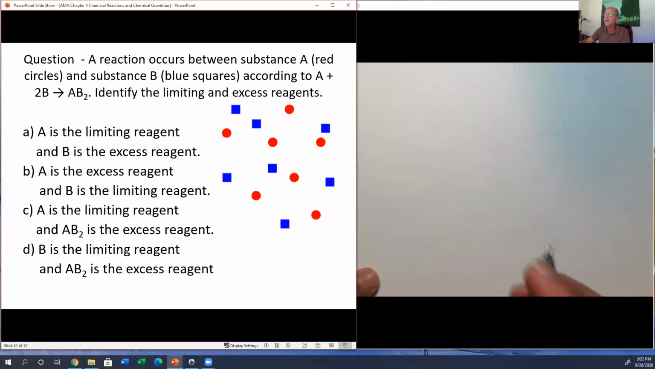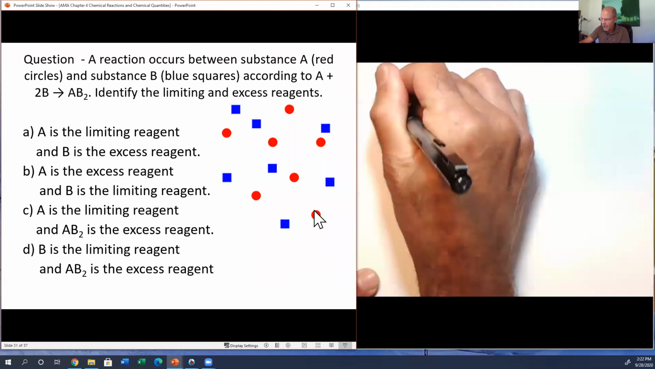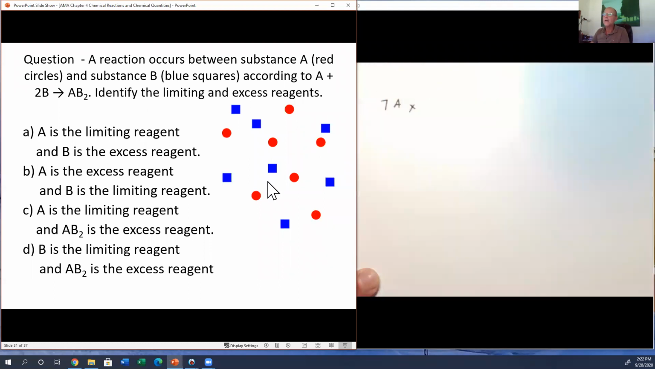So you look at it, it says red circles. So I have 1, 2, 3, 4, 5, 6, 7 red circles. So I have 7A, right? And then according to the balanced equation, what's the relationship between A and the product? It's what?